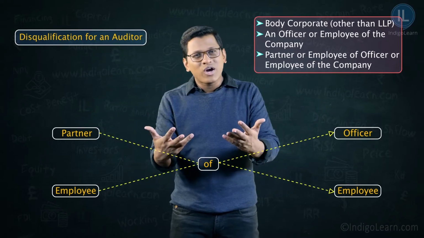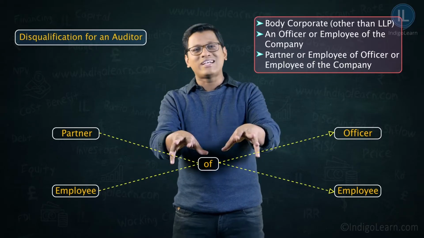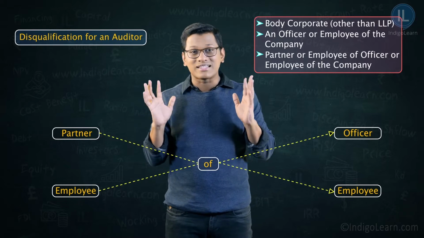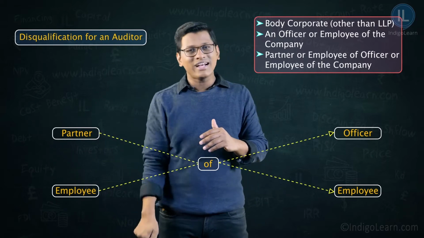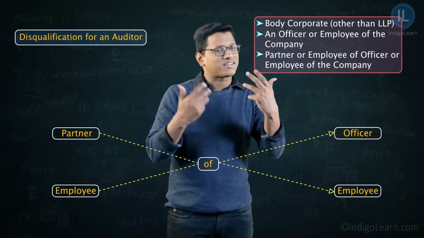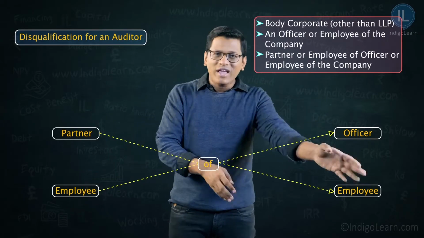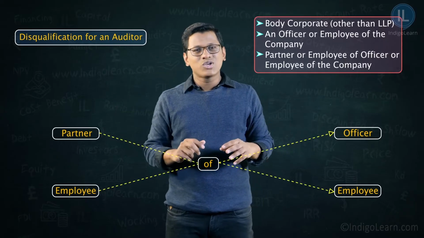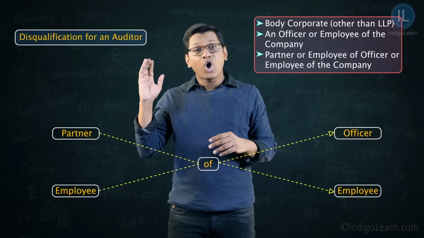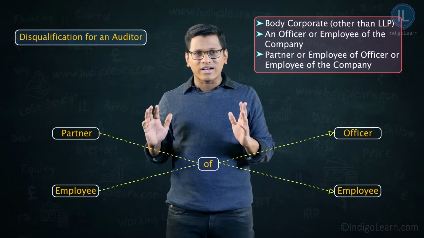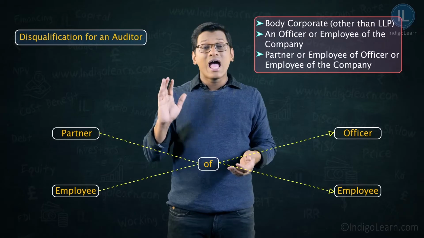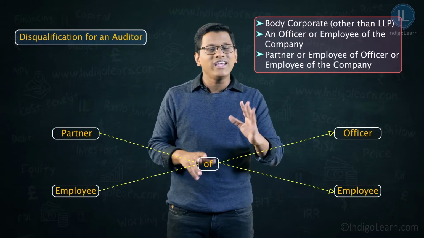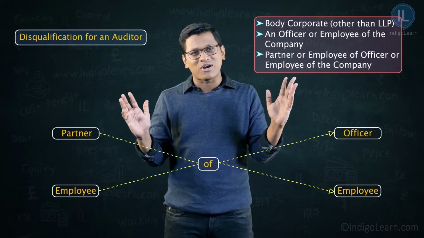Disqualified means what? Disqualified from being appointed as company auditor, because company auditor requires independence. This person may not have independence. Then officer or employee, right? Employee of an officer, disqualified. Employee of an employee, disqualified. So basically there are four disqualifications coming out of this. So what was the second disqualification? Officer or employee, disqualified. Then what is the third point we spoke about? Partner or employee, PE of OE, also disqualified from being appointed as company auditors.